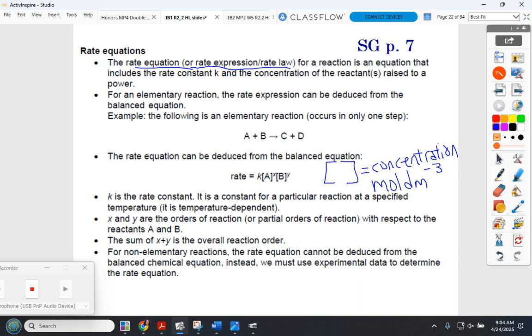For multi-step reactions, we actually can't use this because there are multiple steps, and we have to actually use experimental results, like they did in the wastewater paper. Okay. So you're going to learn how to write a rate equation for an elementary reaction, and then we're going to talk about how to use data to determine the rate equation for a given reaction.